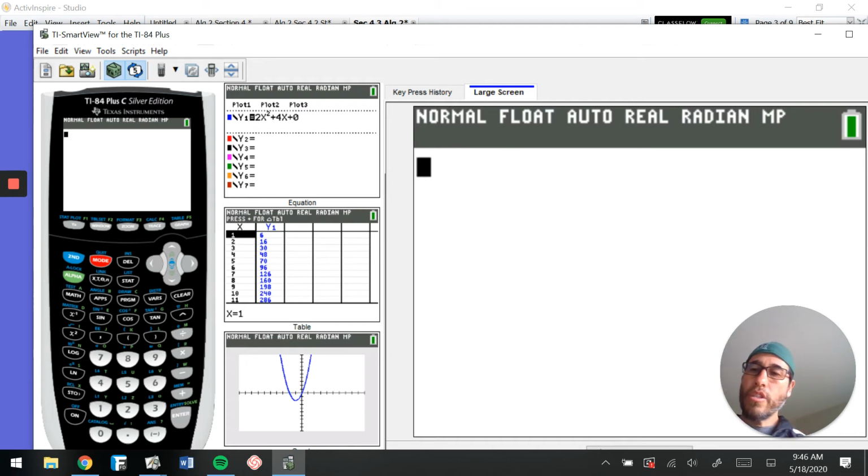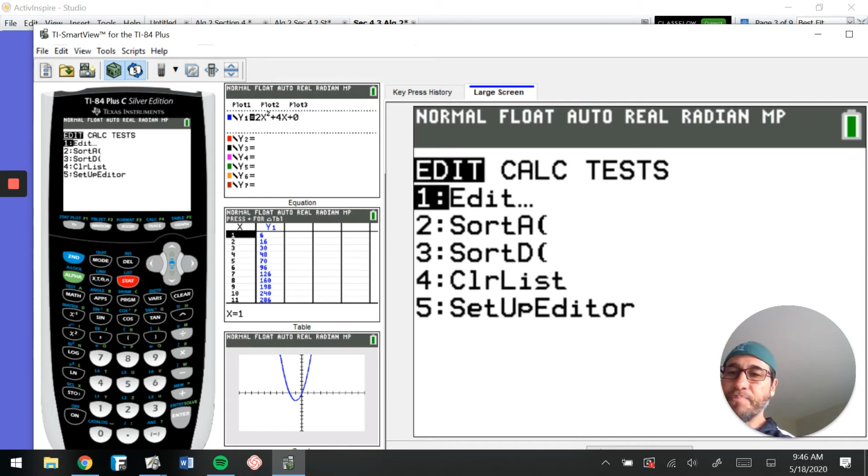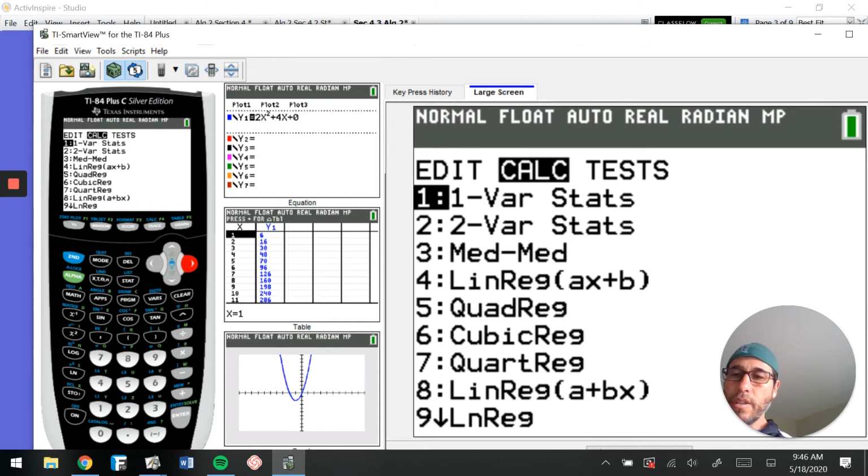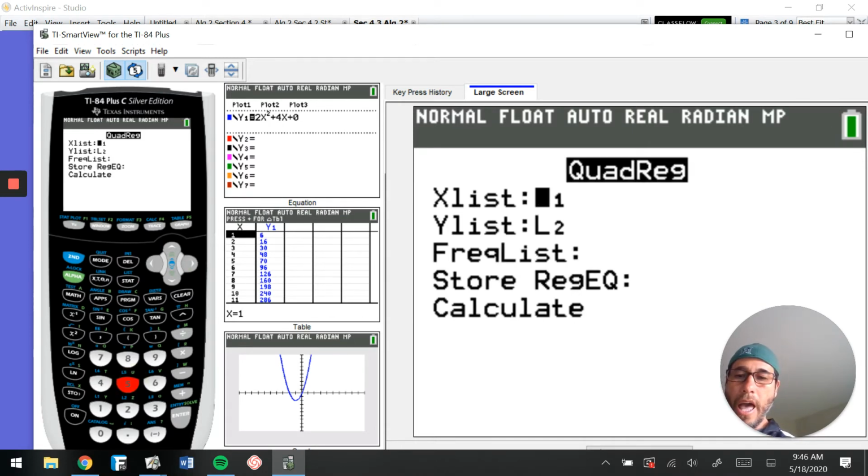All right. So to do this now, remember we hit stat. Okay, we're going to go over to calc. It's a quadratic regression. So we're using number 5. L1. Remember, I could do second number 1, and that's L1. Enter.